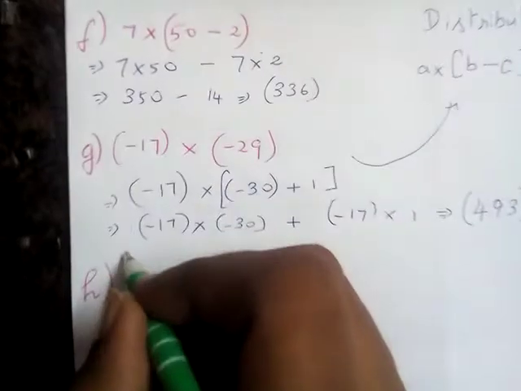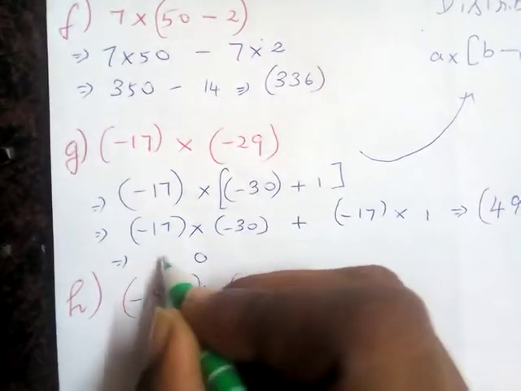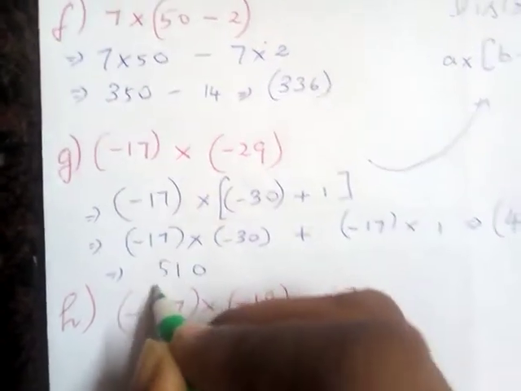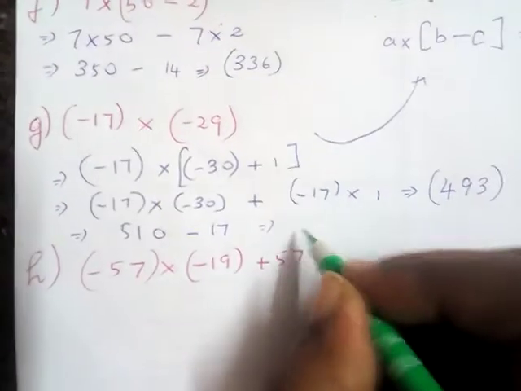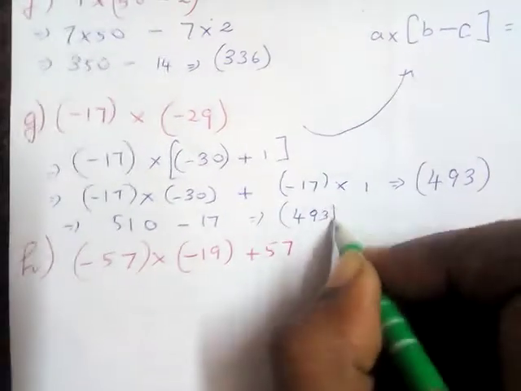If you want further explanation, I can give it to you. It's 510 minus 17, which is equal to 493. This is the final product.